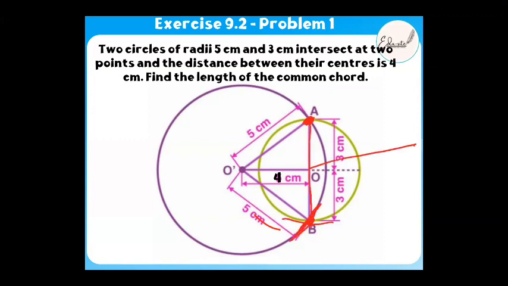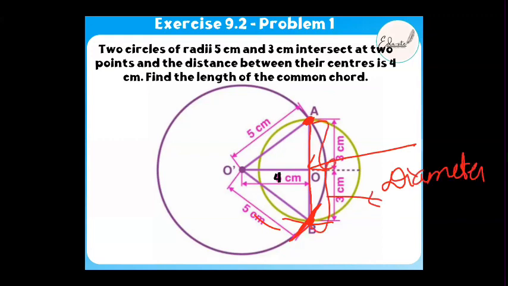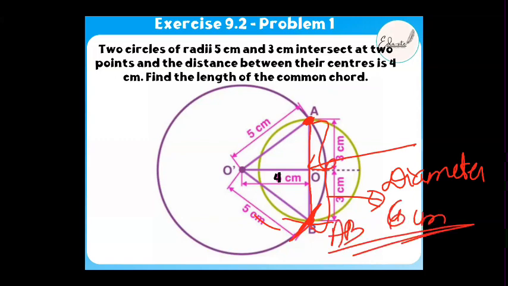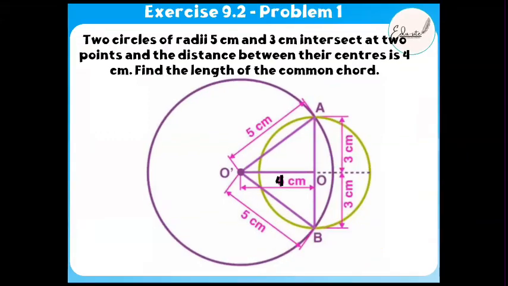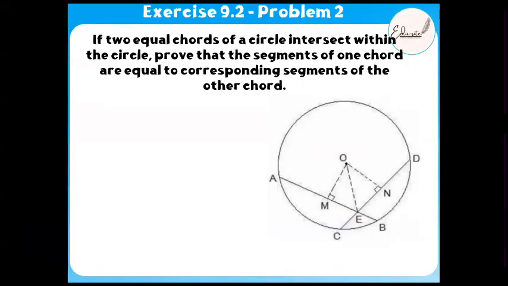Whenever you draw a chord in the circle, it will be along the diameter of the circle. If you measure it using your scale, it will be 6 centimeter in length. That's your answer. AB is equal to 6 centimeter in length. Okay, beta? Any doubts? No. Please do this as homework. Inshallah, this will be a homework problem for you. Okay? Chalo. So we will see the next problem. Laiba, come on, please read the question for me.